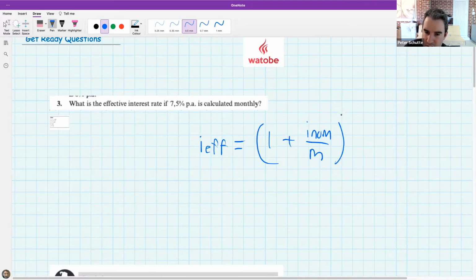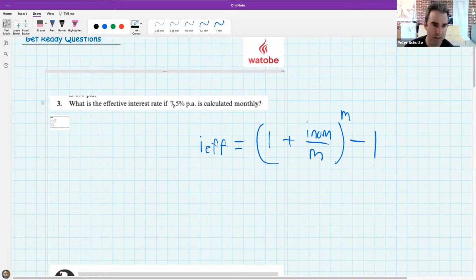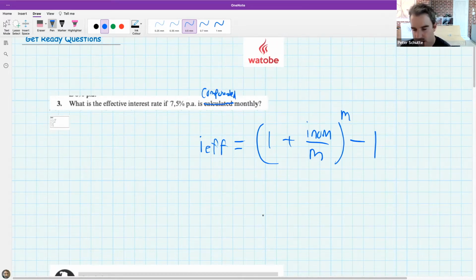So the formula is that, where M is the compounding period. A common question would be this: what is the effective interest rate if interest is calculated at 7.5% per annum, compounded monthly? So compounded monthly. See if you can work out what the effective interest rate is for that, and then we'll go from there.